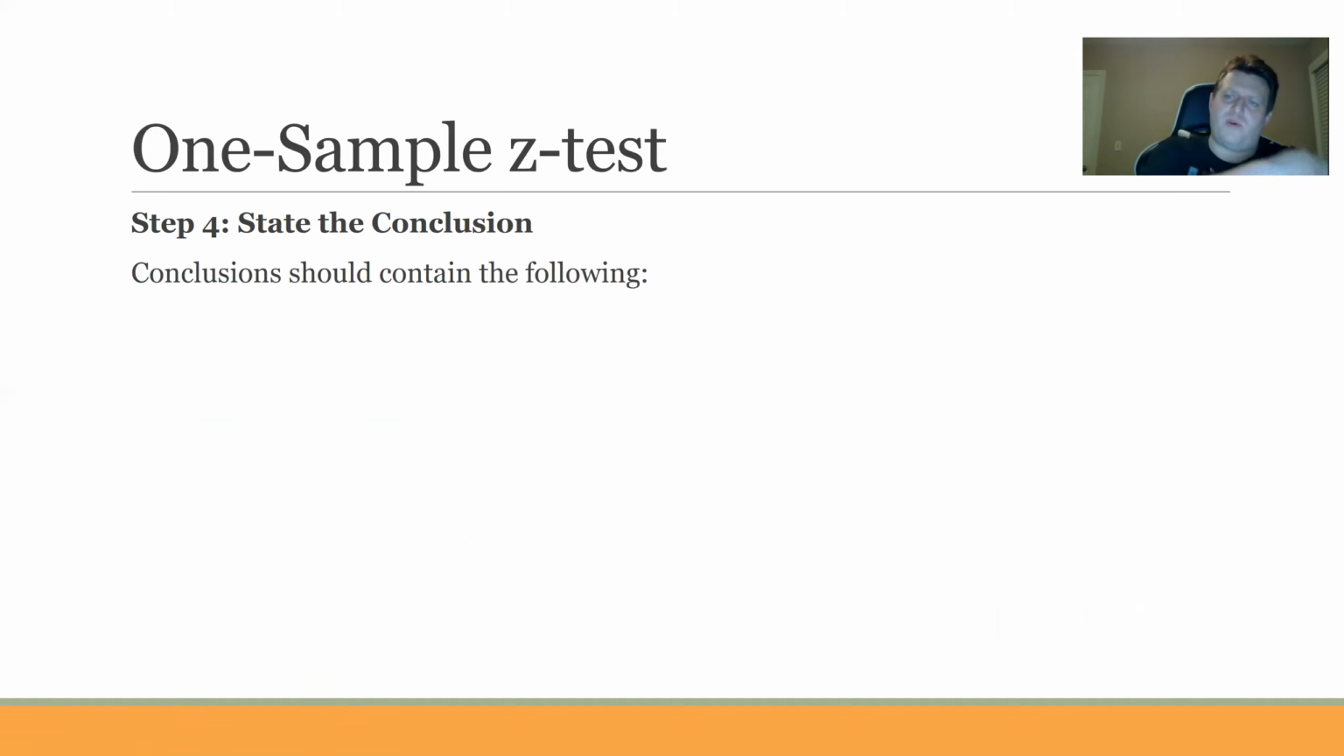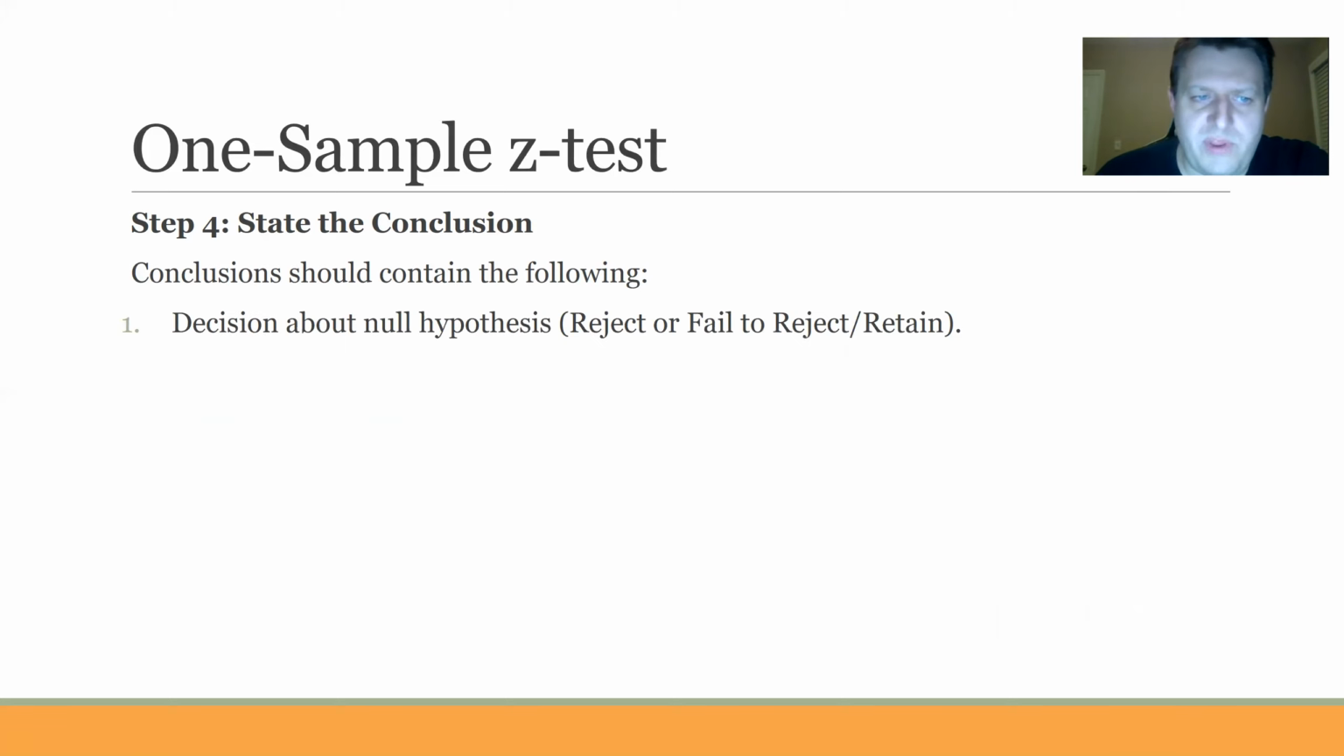The first thing that we're going to want to include is what we do with the null hypothesis. We reject the null hypothesis, or we retain, or fail to reject, the null hypothesis. Remember, we never accept it. We're never testing the null hypothesis to see if it's true in null hypothesis significance testing. We're using the null hypothesis to give us some information about whether or not there is an effect. So we never accept the null hypothesis.